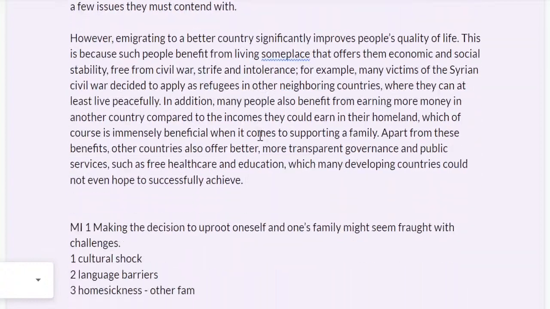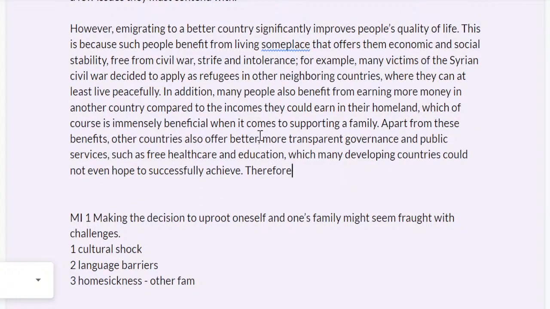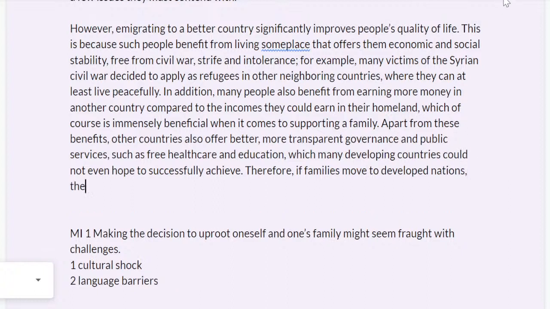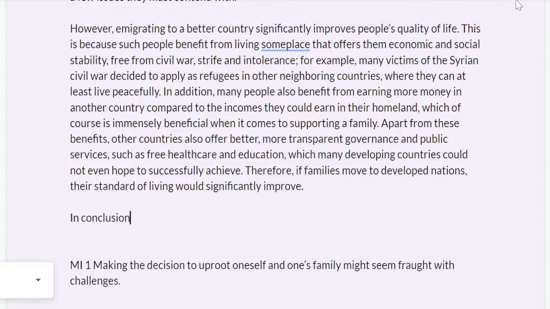There we go. And then I'm gonna just say therefore, right. If families move to developed nations, their standard of living will significantly improve. That's it. Then my conclusion. So in conclusion, it is evident that, and then I'm just gonna think of my two main idea sentences.